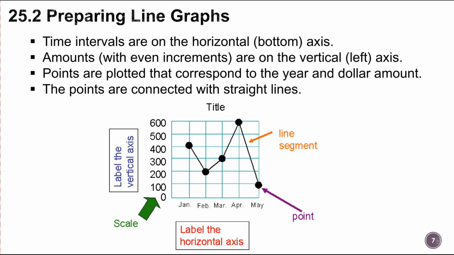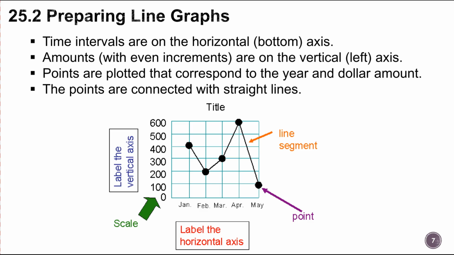So you can see this has a scale of 0, 100, 200, and so on. Our points are plotted corresponding to the year and dollar amount, and the points are connected with straight lines. Then we're able to see the trends, right? The trends are showing with this line graph. We should label our vertical axis and our horizontal axis, and it needs a title.